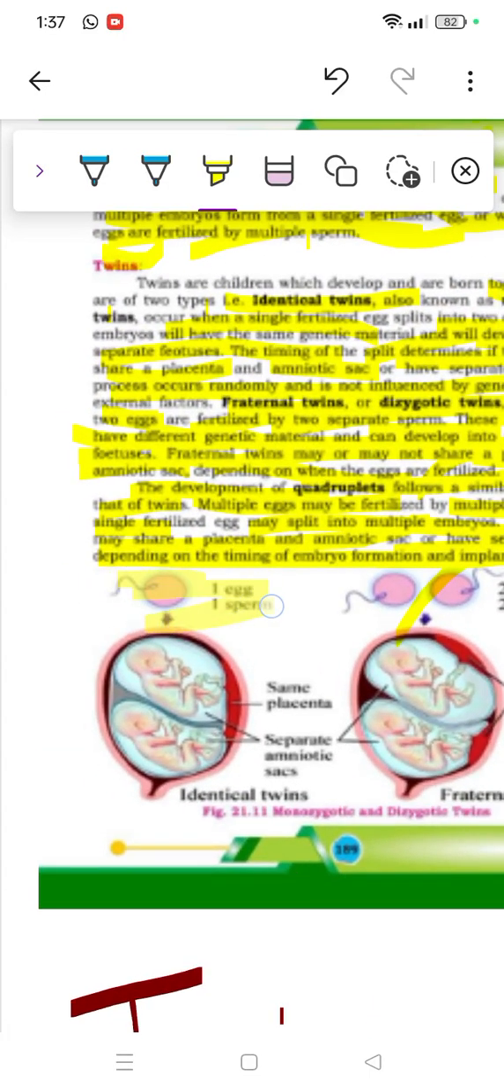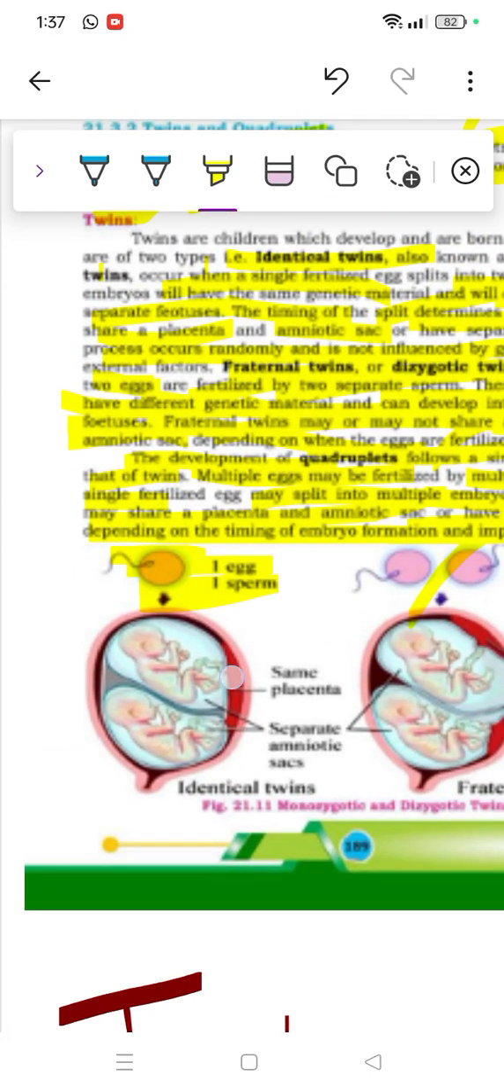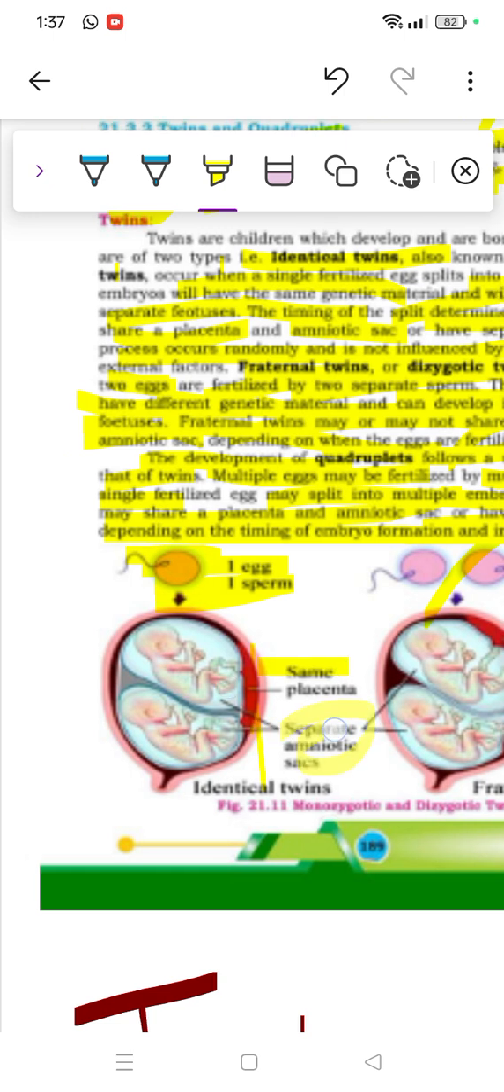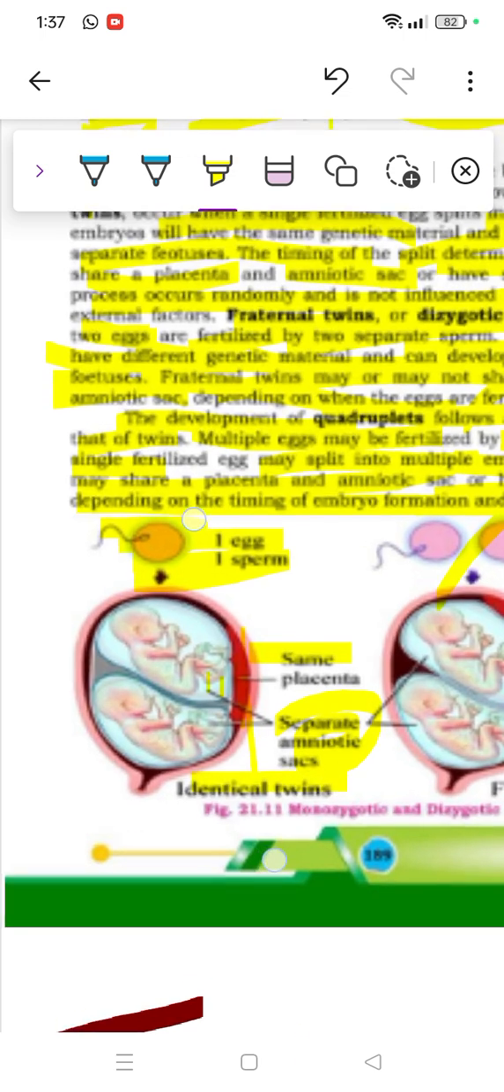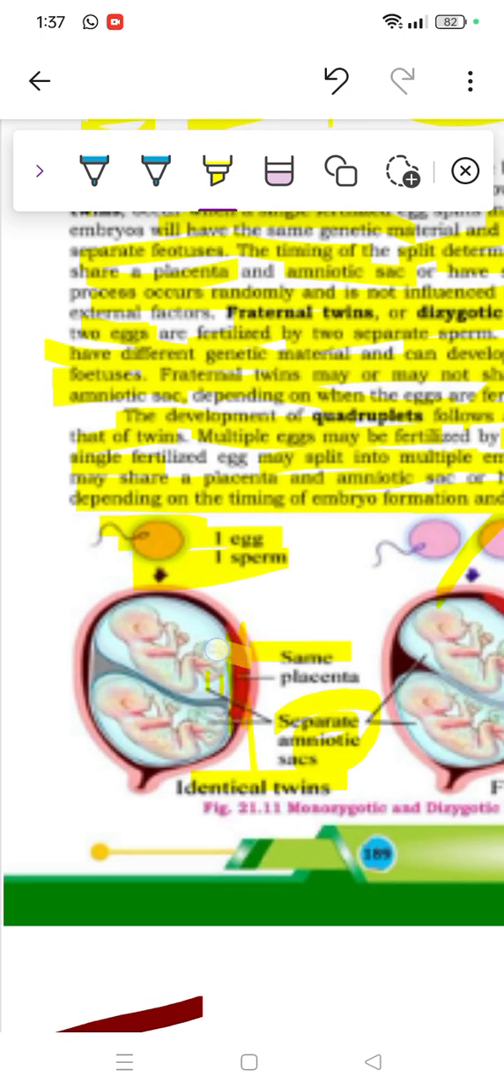Here's the one egg, you can see. Then here, it's the same placenta. There would be separate amniotic sacs, which means the fluid would be separate. They're called identical, which means quite the same. One fetus is there which is covered by both.